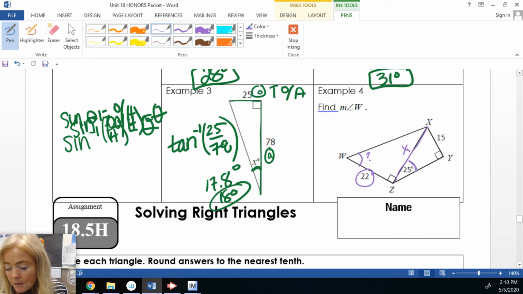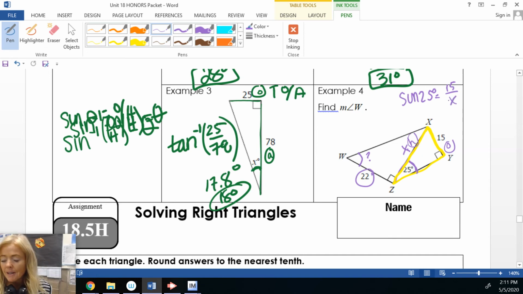All right, I have 25 degrees. We're looking just at the right triangle now. I'll highlight it. This is the triangle we're looking at. We know the angle is 25. Right here is 25. We know the opposite side is 15, and we know the hypotenuse is X, which is what we're trying to find. So O and H is sine. So sine 25 degrees is equal to our opposite, 15 over hypotenuse X. And then we'll have that information to find angle W's measure.